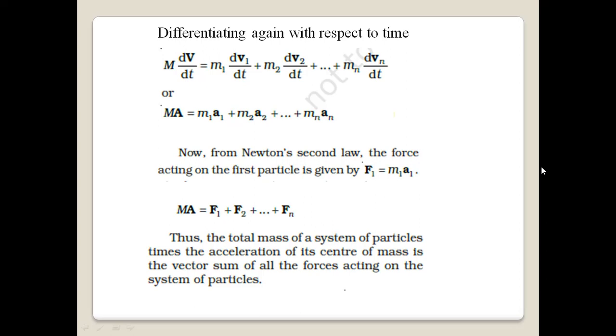But from Newton's second law, we know that force is equal to mass into acceleration. Therefore, the right side of the equation can be written as F1 plus F2 plus up to Fn, where F1 is m1 a1, F2 is m2 a2, and Fn is mn an. On the left side, we have mass into acceleration of the center of mass of the system. Thus, the total mass of a system of particles times the acceleration of its center of mass is the vector sum of all the forces acting on the system of particles.